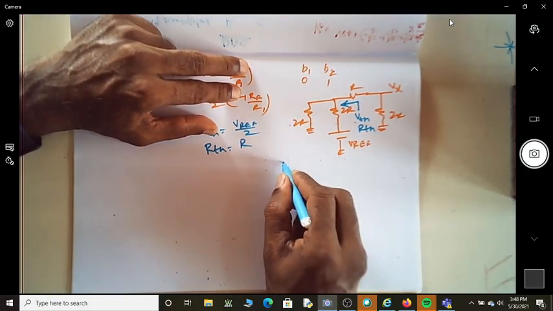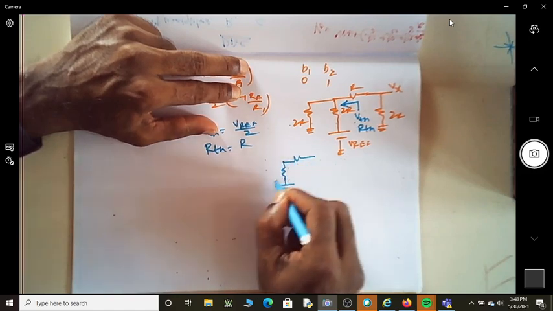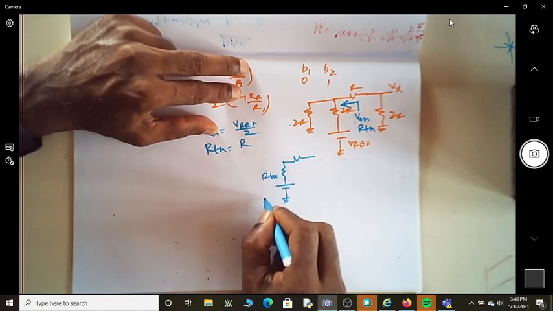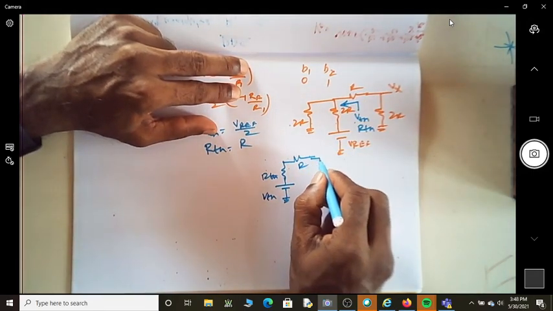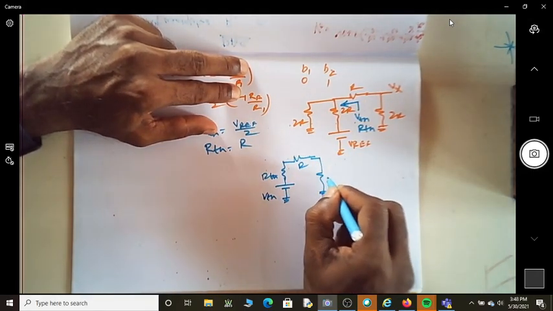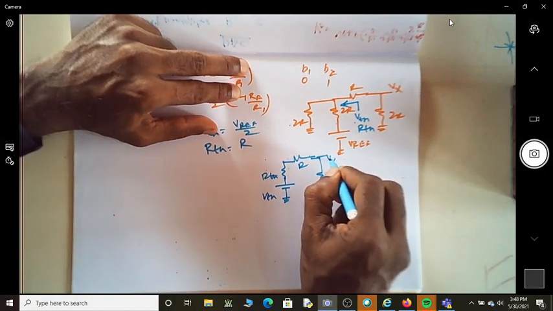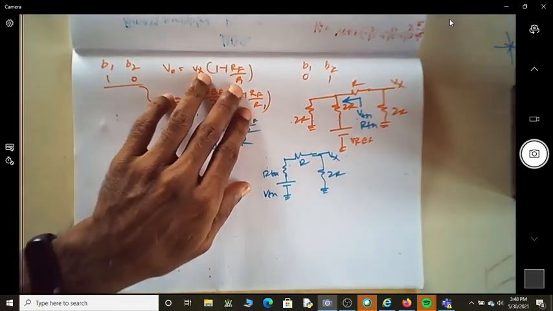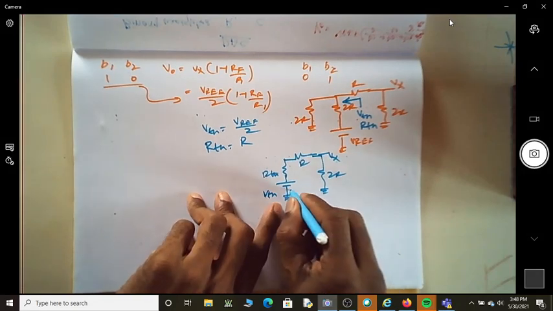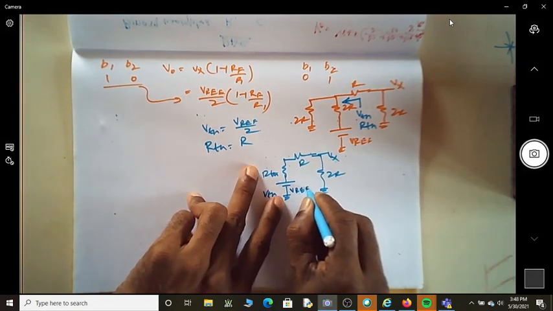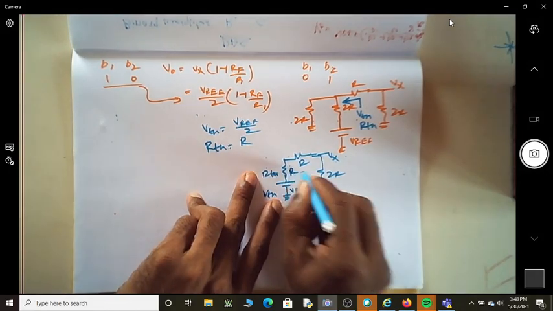This is the circuit diagram. This is R Thevenin, this is V Thevenin, this is that R, and this is grounded, this is 2R. I am looking at what is Vx. But what is V Thevenin? This is actually V reference by 2. What is R Thevenin? It is R.